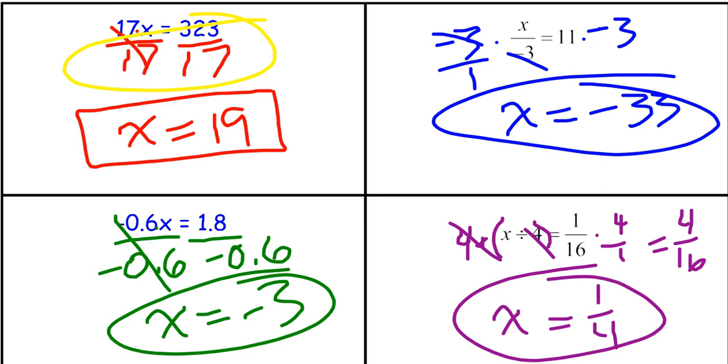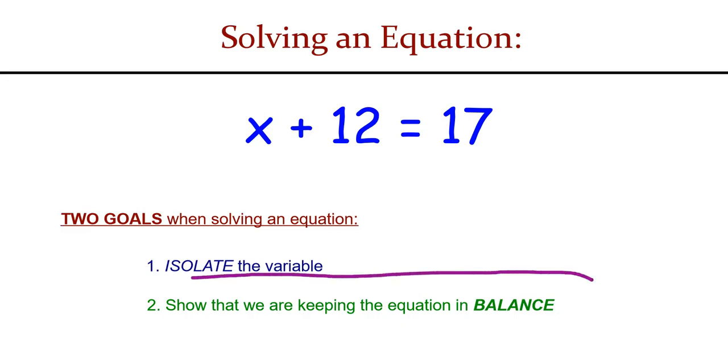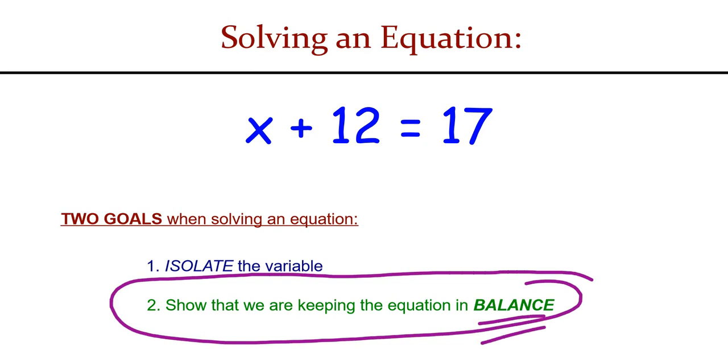So that's it. That's solving equations. Most important part is we need to show the balance work, because the two things that we're after when solving equations are A, isolating the variable, and B, making sure that we have shown the appropriate work to keep the equation in balance.